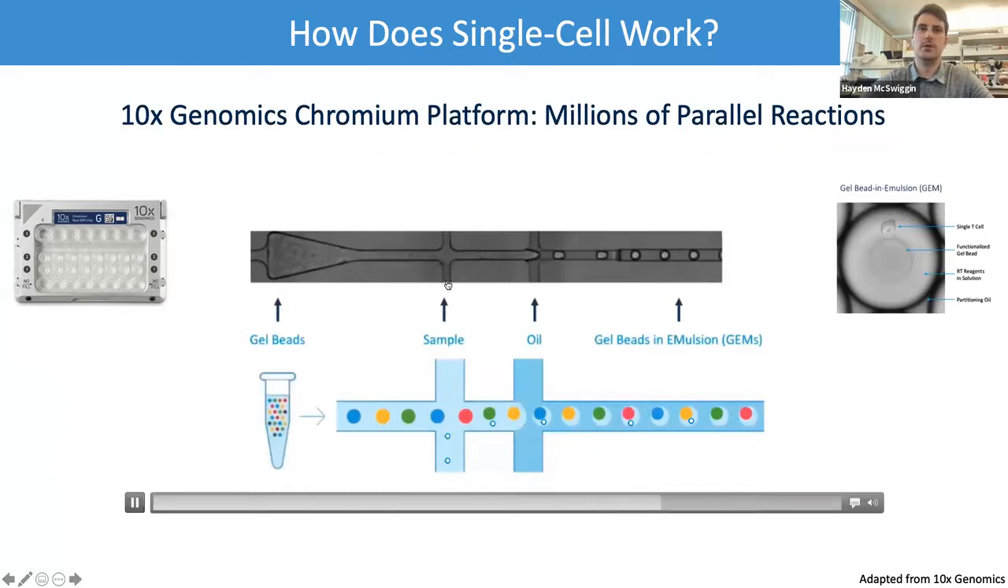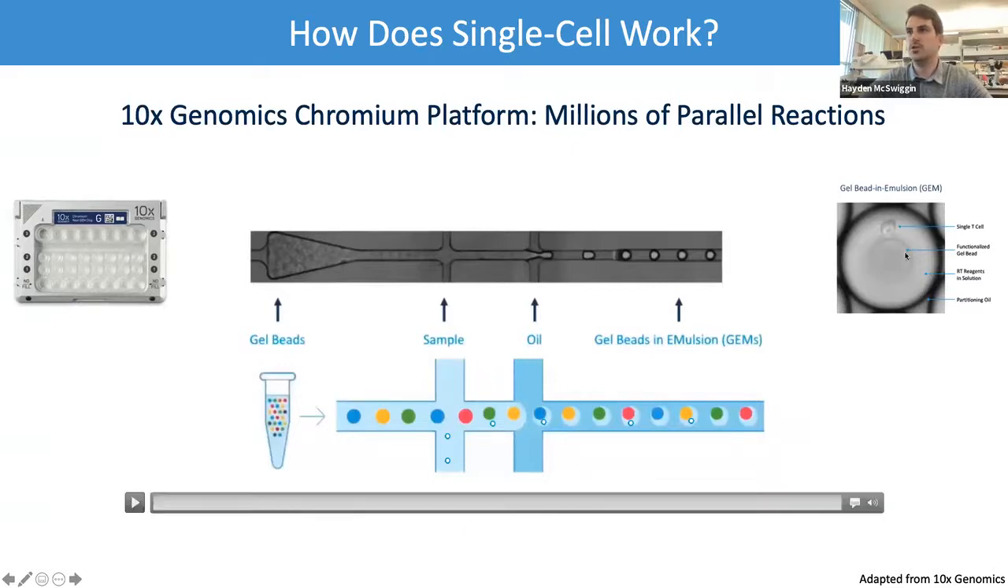You mix your sample in here, so your cells will mix with these gel beads, and then they'll pass through this oil channel, which will partition your gel bead and cells into a droplet surrounded by oil. We can refer to these as emulsions, and that's why they call them gel beads and emulsions.